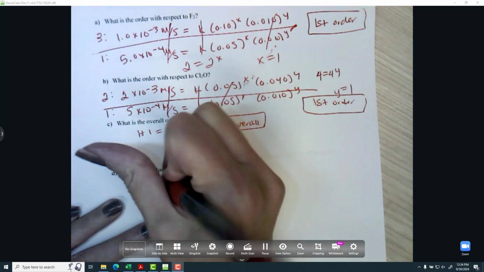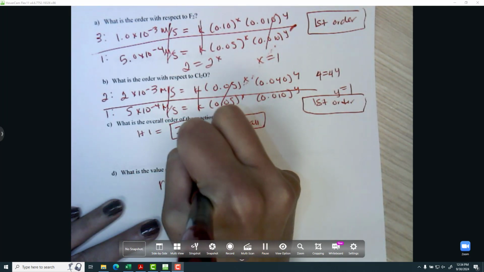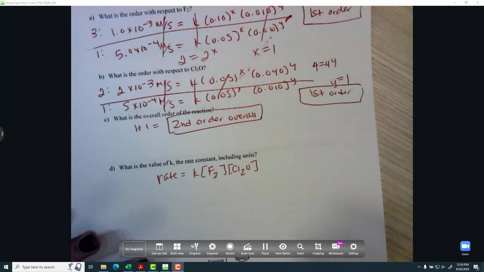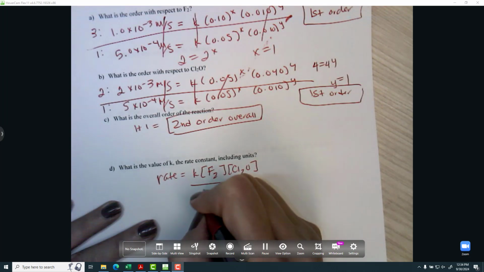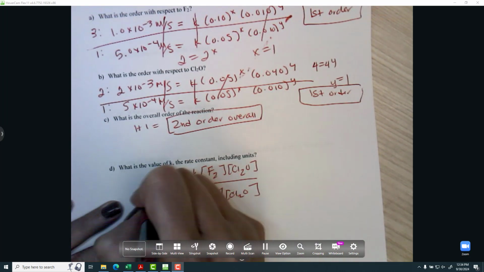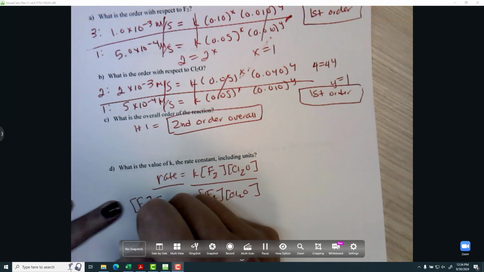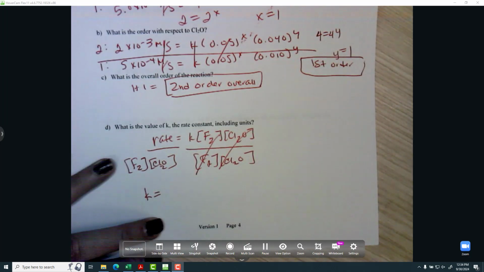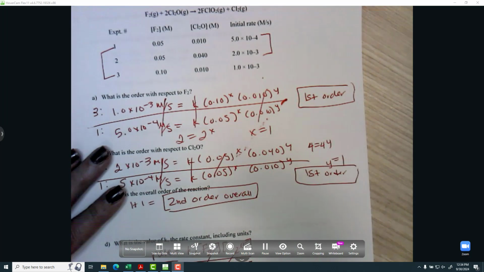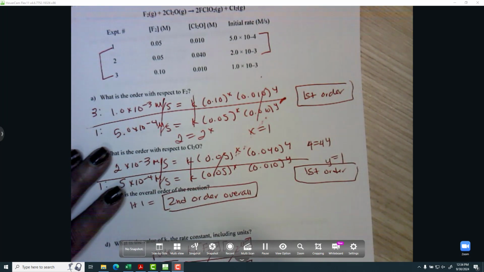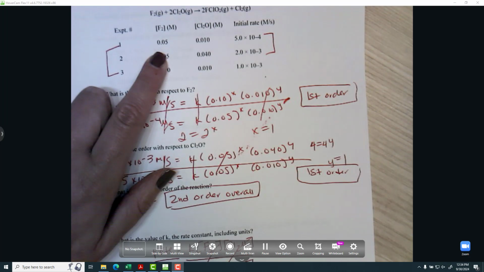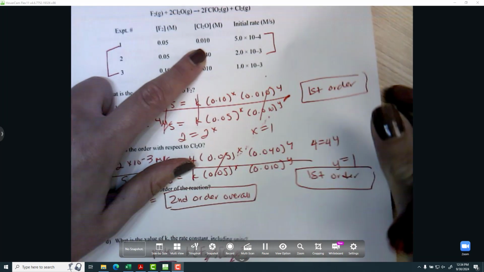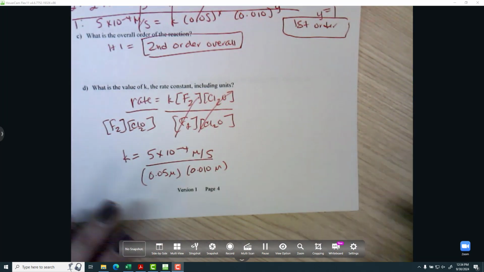To figure out the value of K, I need to write my rate law now with those exponents plugged in. So rate equals K times F2 times Cl2O. Solve for K by itself, so I'm dividing by F2 and Cl2O on both sides to get K by itself. Then I'm just going to pick one of my experiments and plug in. So I'm picking number 1. I plug in 5.0 times 10 to the minus 4 molarity per second, 0.05 molar, and 0.010 molar. And then I'm going to put that in my calculator.